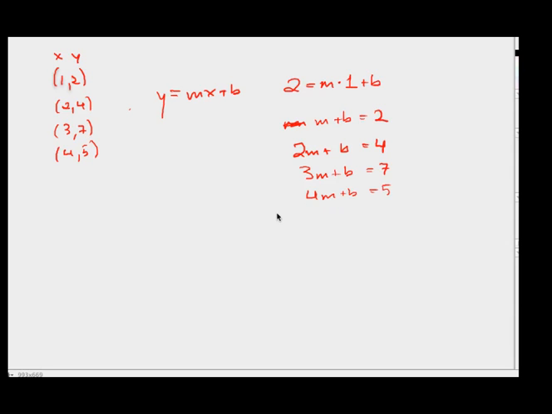Now that is something I can turn into a matrix format as follows. I would have a matrix and the coefficients would be 1, 1, 2, 1, 3, 1, 4, 1.